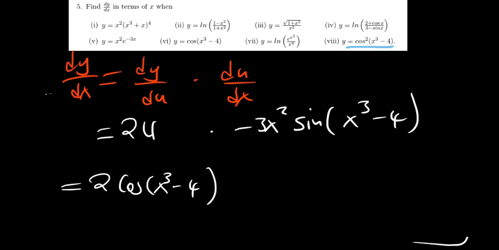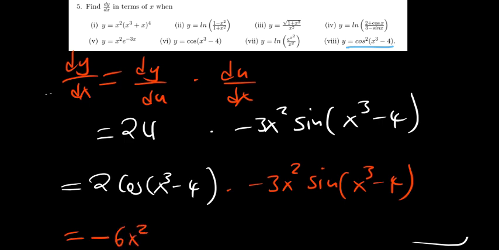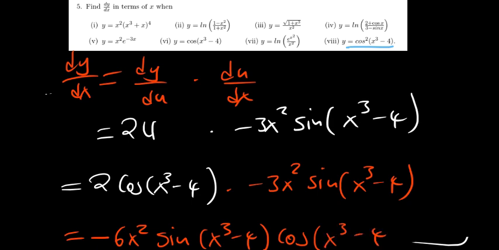Now we are multiplying by negative 3x squared sine of x to the power 3 minus 4. So this times that, we're going to get negative 6x squared sine of x to the power 3 minus 4 cosine of x to the power 3 minus 4. So what is basically our derivative by applying the chain rule there? If you think you can simplify it further than this, please feel free to go on.